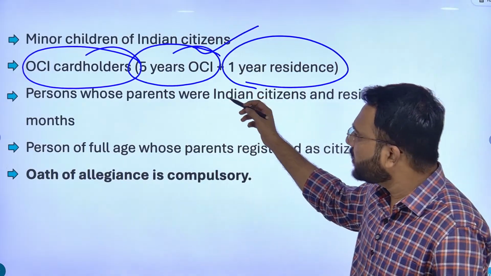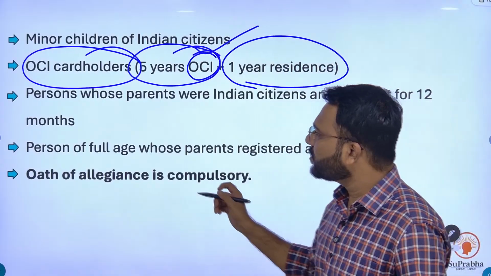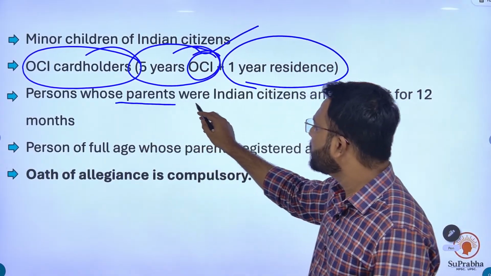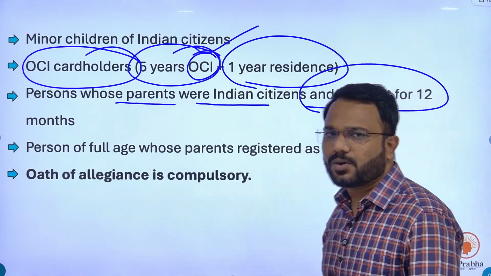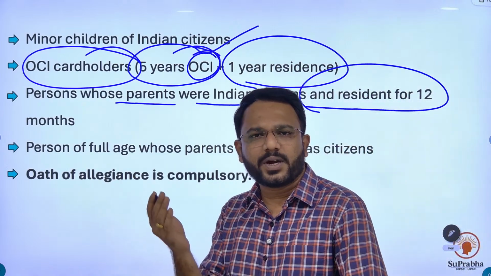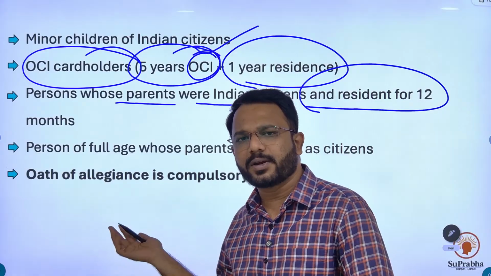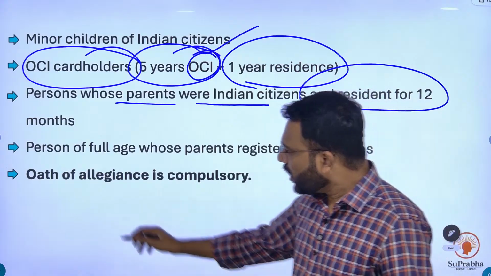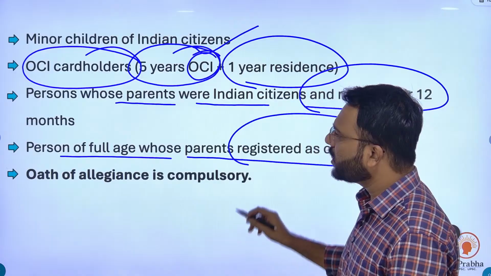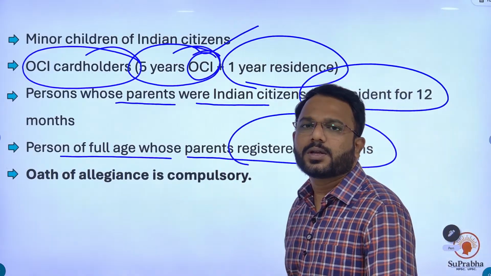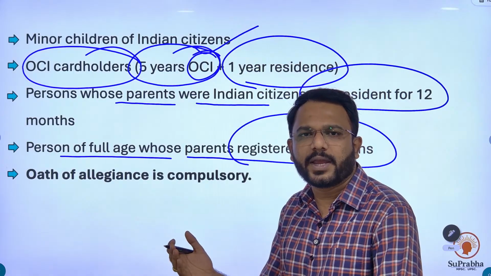We will discuss later what OCI means and all those things. Okay, so have patience. Person whose parents were Indian citizens and are resident for 12 months. So the person whose parents were Indians and who is residing in India for 12 months can also get the citizenship. Person of full age whose parents are registered as citizens. Okay, so this is for a person who is an adult or has crossed the age of 18.